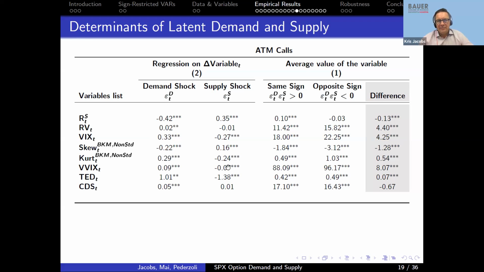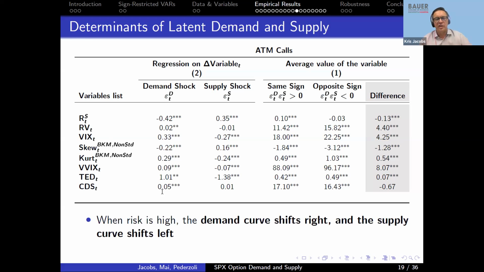What about supply? Well, for supply, follow similar logic. Now we regress the supply shock on these variables, and there you see that for the most part, the signs are opposite to what I just said. So you get these negative signs here, except for RS and the skew. And so what that basically means is that when there's a crisis, demand shifts to the right and supply shifts to the left. It's all very consistent with that.